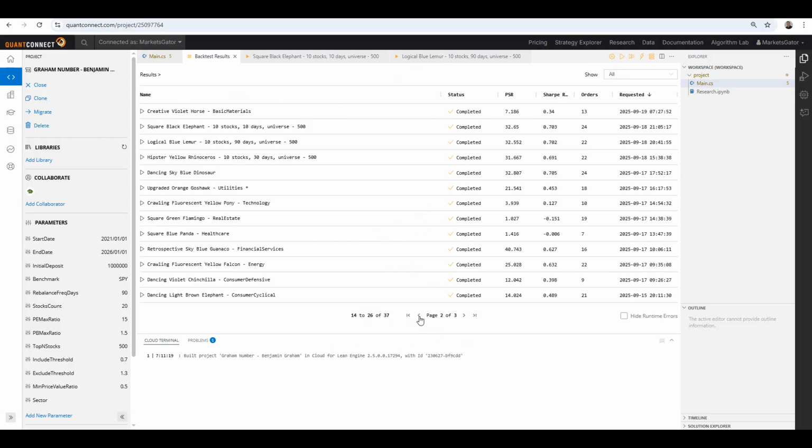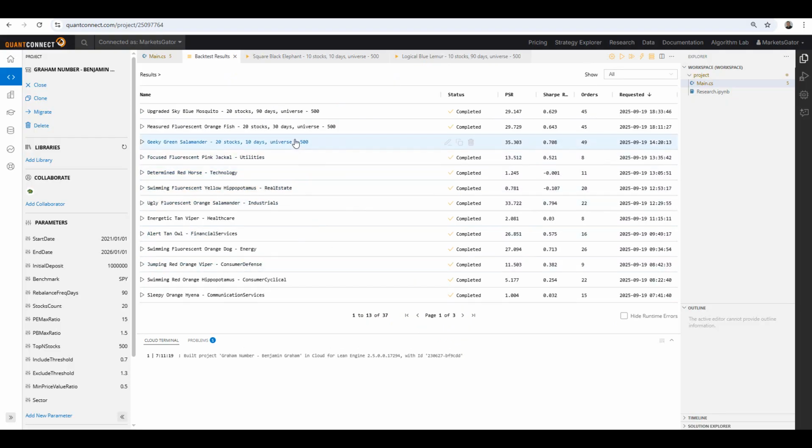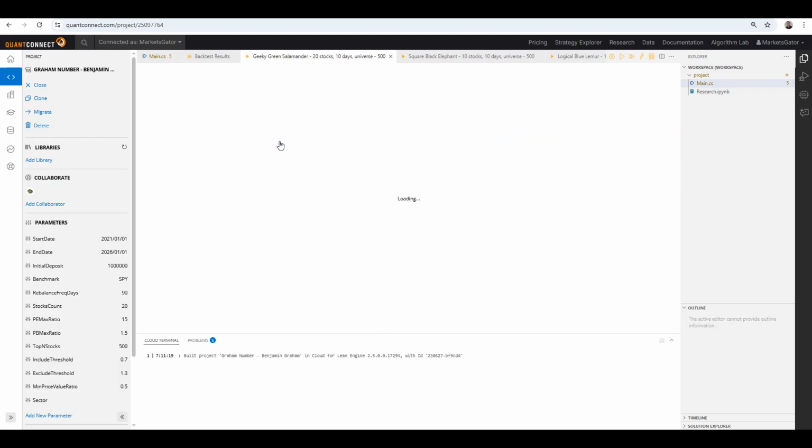In my next round of experiments, I'll try to increase the number of stocks in portfolio to 20 and do the runs for different rebalance periods again. Let's see how it will affect the results.